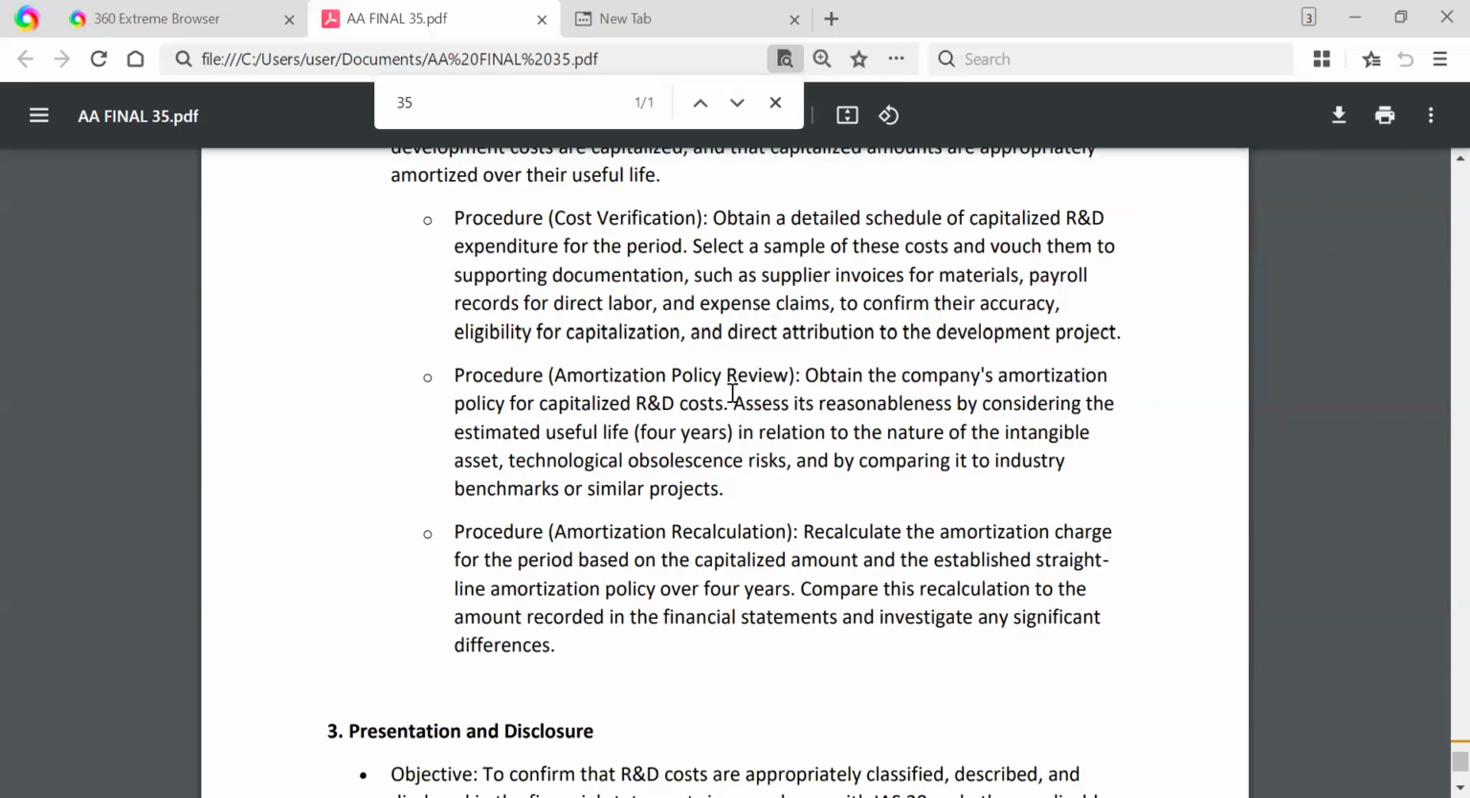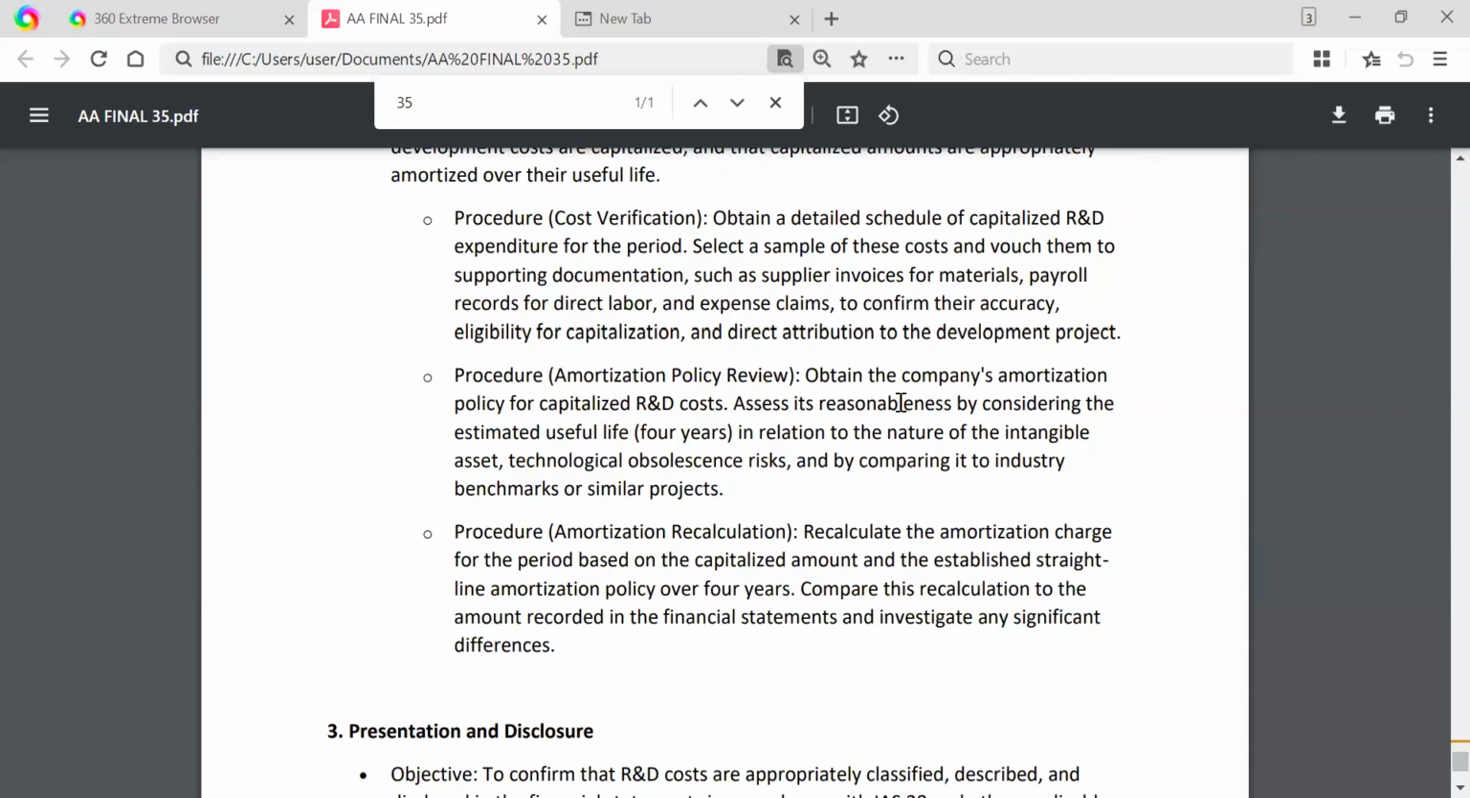Procedure, amortization policy review: obtain the company's amortization policy. You know, intangible assets are supposed to be losing value. Tangible assets lose value, we call that depreciation. Intangible asset loss of value, we call that amortization. So as an auditor, I'm interested in knowing whether this amortization has been done correctly because it affects my valuation.